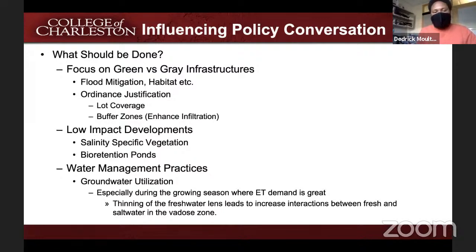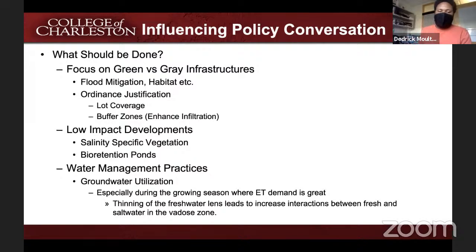We also need to enhance the usage of buffer zones to enhance infiltration. Low impact developments are also going to be really important to this because as salinity continues to increase in areas such as the marsh, we're going to need to install vegetation that's able to contend with that increase in salinity. So moving away from species that are more vulnerable and using those that are more readily able to handle it. And then also the usage of bioretention ponds has been talked about.